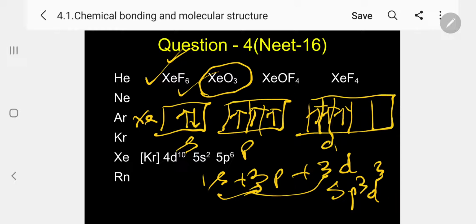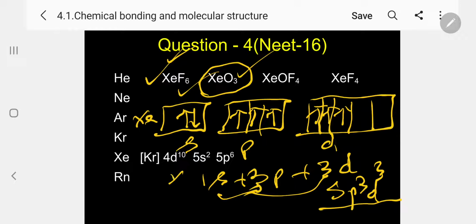Let me come to the same for XeO3. In this case, XeO3 again we need 6 electrons, because oxygen valency is 2, 3 into 2, 6. So 6 electrons we needed. Again sp3d3 is the hybridization. But the important information is that out of 6 bonds, 3 are pi bonds and 3 are sigma bonds. So pi bonds will not do harm, only sigma bonds will form. So what will happen now?